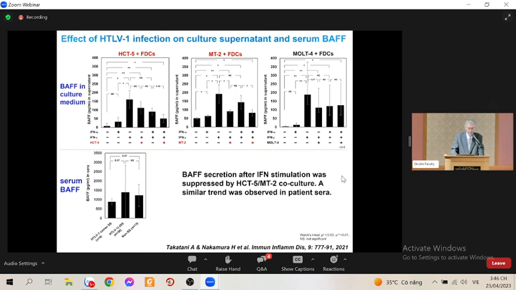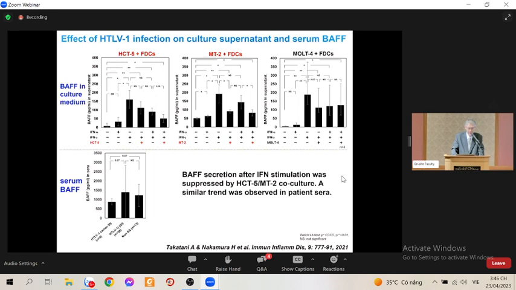This slide shows characteristics of HTLV1 compared to EB virus in Sjogren syndrome. EB virus promotes autoantibody production. In contrast, HTLV1 infects SS salivary glands and induces inflammatory cytokines and chemokines, and also inhibited BAF expression and probably autoantibody production by inhibiting FDCs.